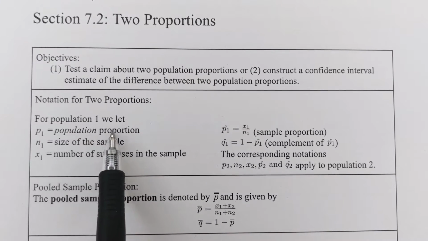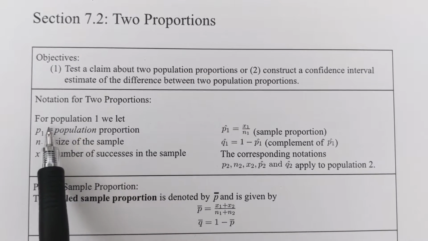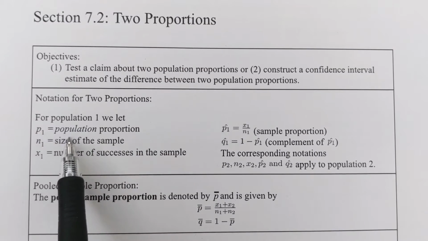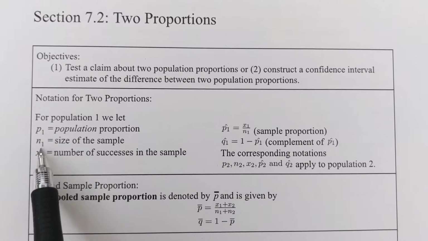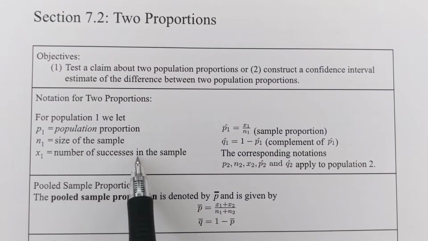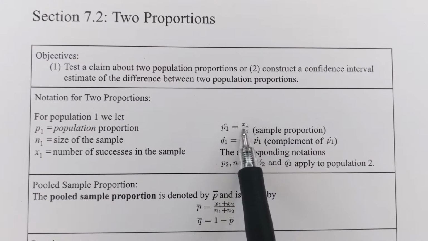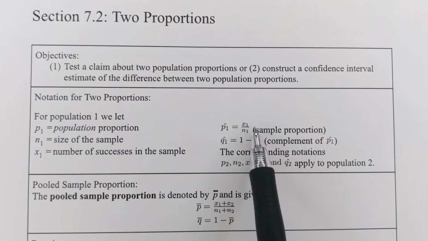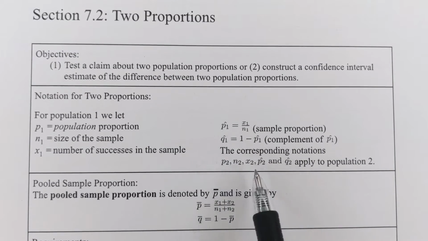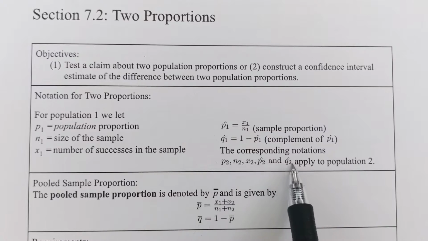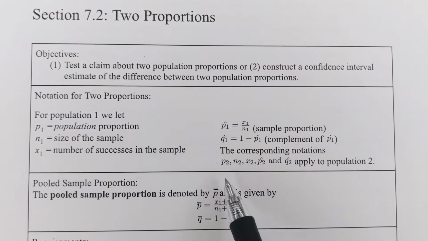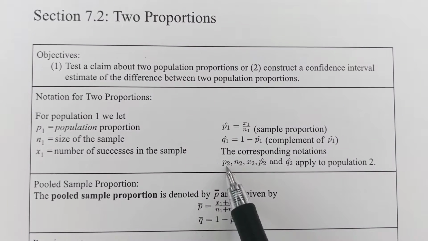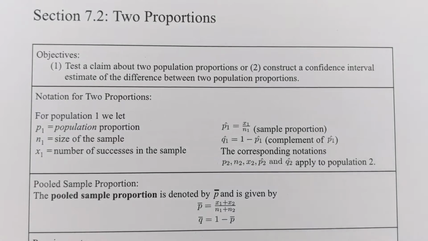p1 is the population proportion, n1 is the size of the sample for population 1, x1 is the number of successes. p hat is the sample proportion, q hat is the complement, so these two have to add up to 1. The corresponding notations with the subscript 2 apply for population 2, so p2 is the population proportion of the second group, and so on and so forth.